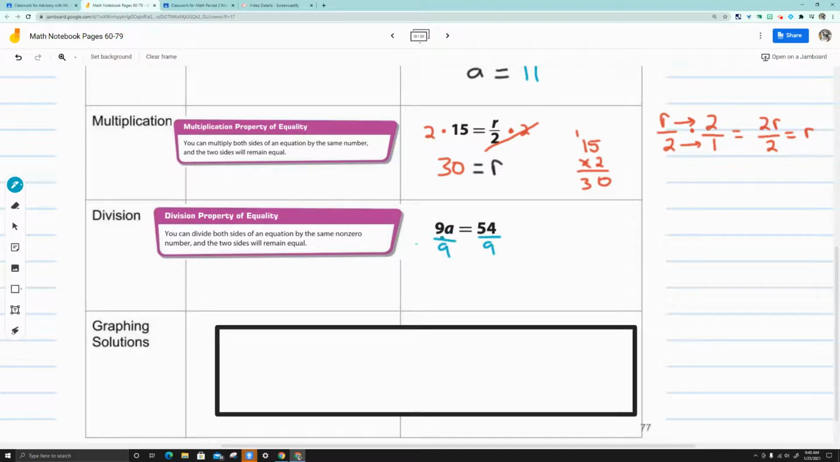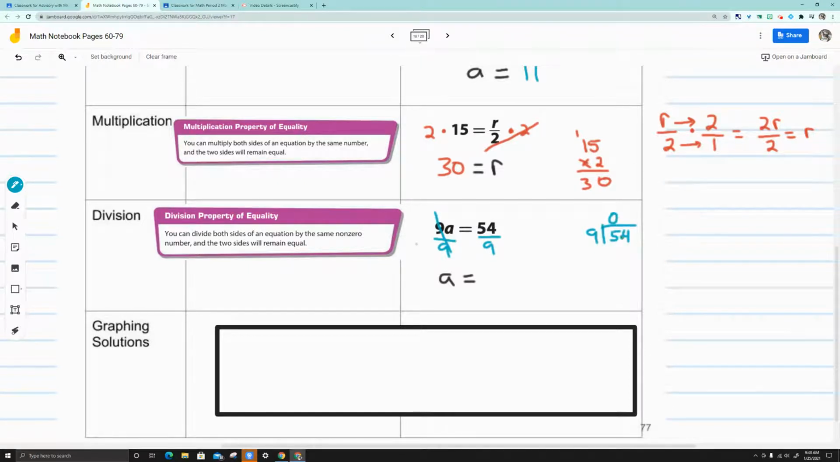Now 9 over 9 is the same as 1, so 9 divided by 9 is 1. I'm left with just a by itself on this side. I still have to divide 54 by 9, though, and I'm going to do that over here. I'm going to put 54 inside the house and 9 outside. How many 9s can I pull out of 5? I can't pull out any. 9 goes into 5 0 times.